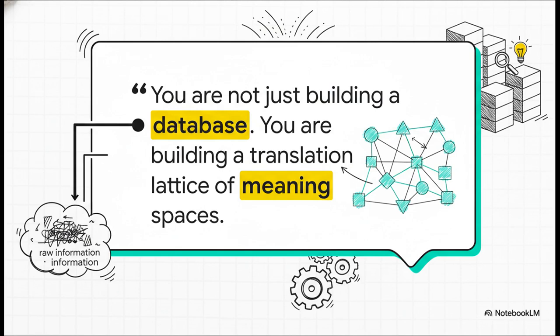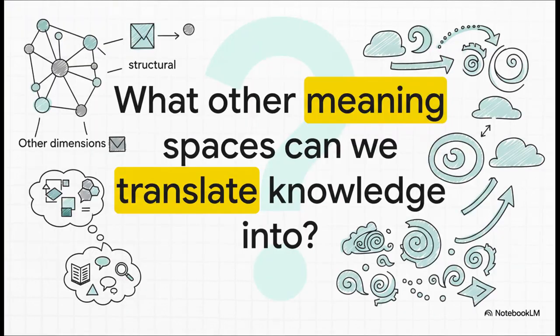Which brings us to this final, just profound line from their theory document. This entire, disciplined, incredible effort. It was never about just building a better database. It was about building a translation lattice of meaning spaces, a machine for turning raw information into structured, computable, and ultimately understandable knowledge. And that leaves us with a really fascinating thought to chew on.